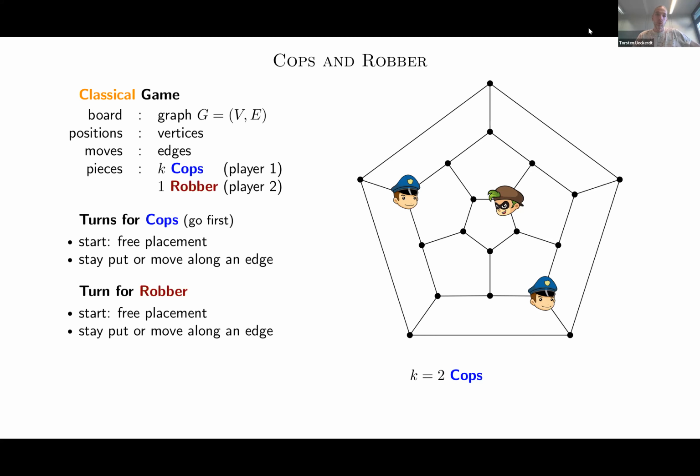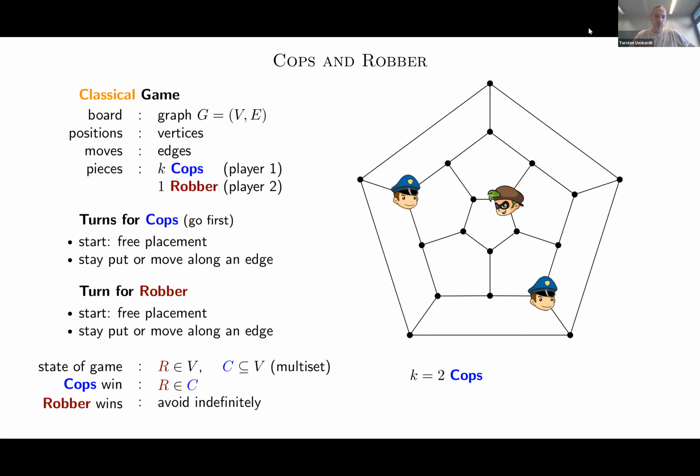And of course, the goal is that the cops want to catch the robber. Yeah, that's natural. So he might be a thief or something, and the cops need to arrest him. And for him to be arrested, at least one cop must catch the robber. Okay, so let's make it a little bit more formal.